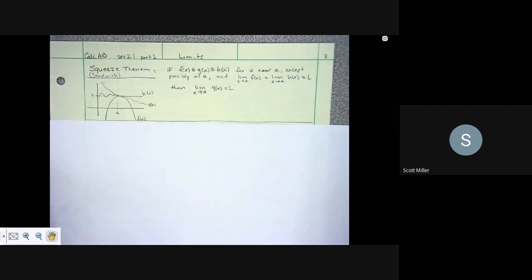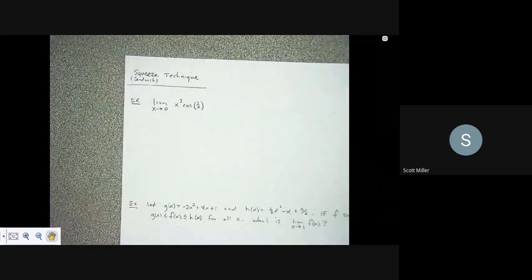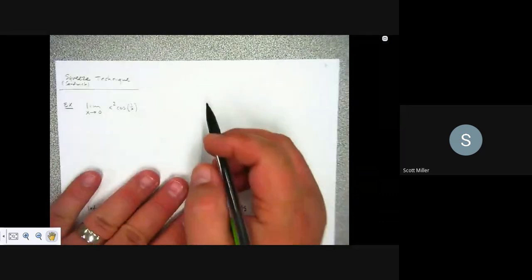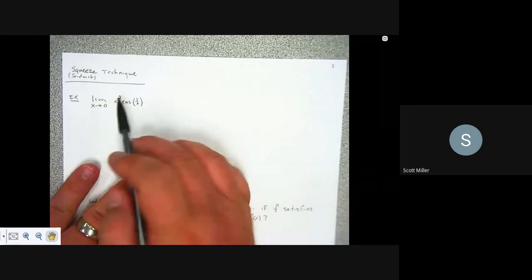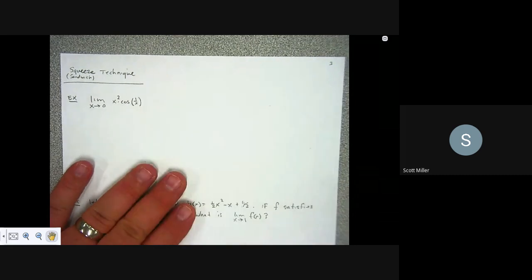So for some expressions that you cannot do any of the techniques I've talked about, sometimes you might be able to do an expression this way. So let's look at an example that requires us to do the squeeze technique or sandwich theorem. So here's an example right here. All right, I have a product function, so right here. So we have some properties that we might be able to use.